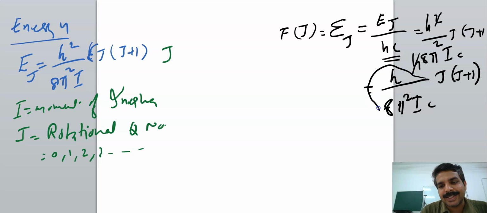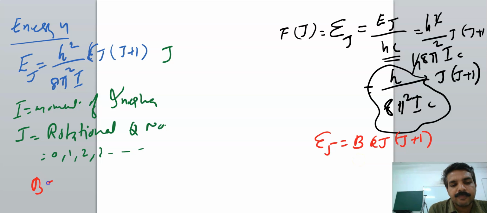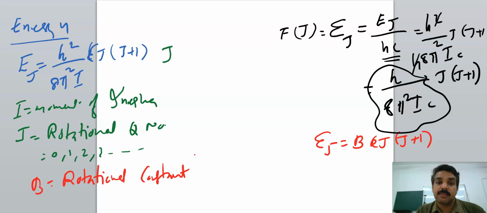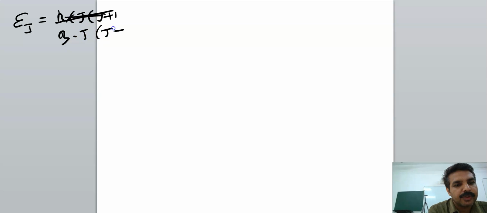And this term, h divided by 8 pi squared I c, is denoted as B. So we write the energy as B into j into j plus 1, where B is called the rotational constant. That is, B is equal to h divided by 8 pi squared I c. And the energy of rotational levels in terms of wave number, epsilon j, is equal to B into j into j plus 1.